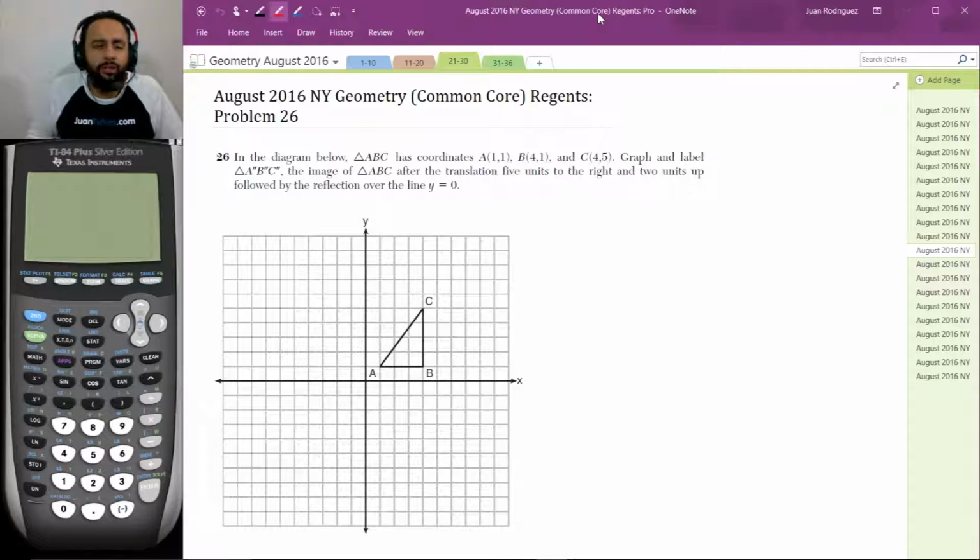Graph and label triangle A double prime, B double prime, C double prime, the image of ABC after the translation 5 units to the right and 2 units up, followed by the reflection over the line y equals 0.